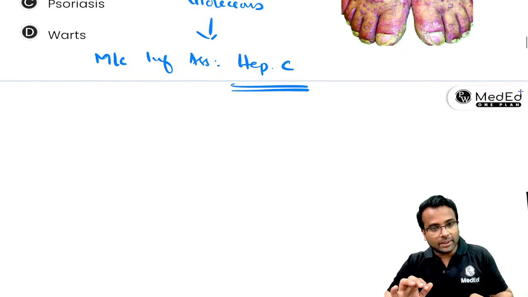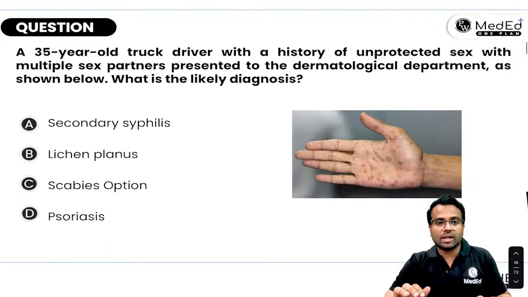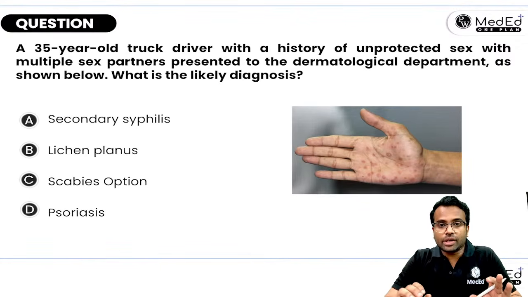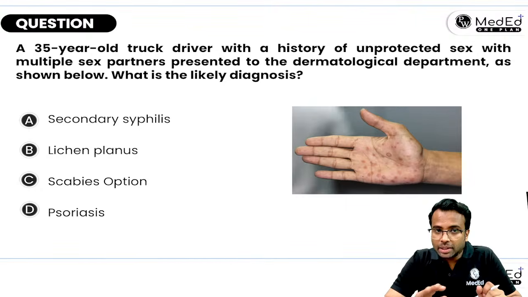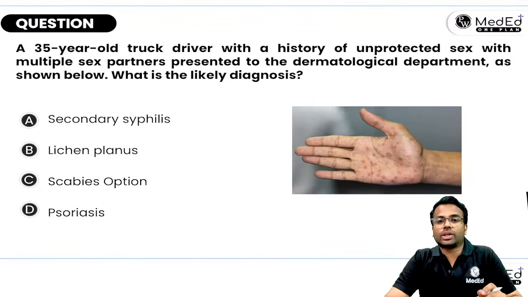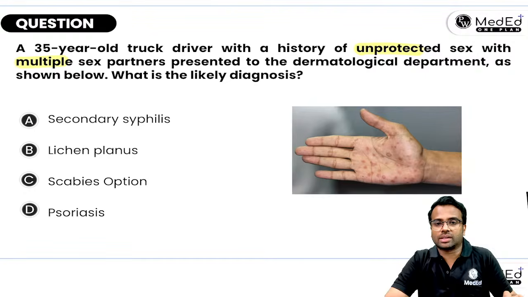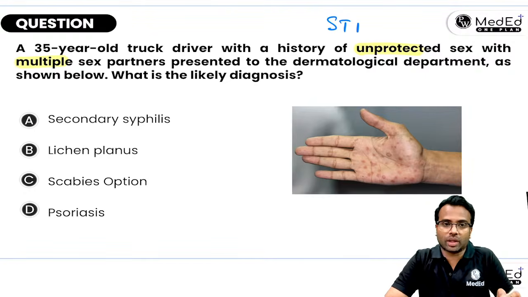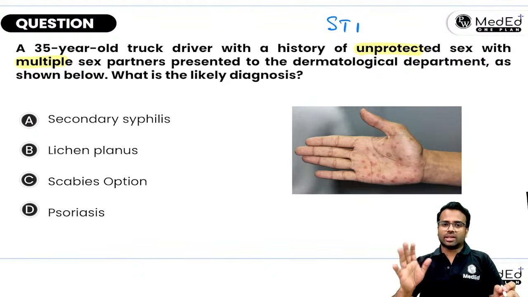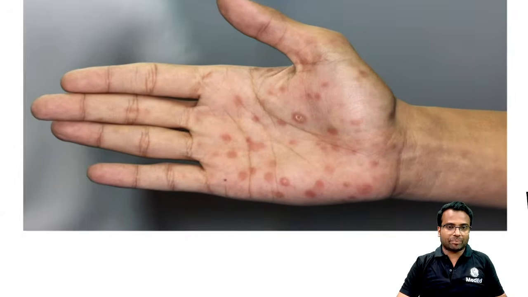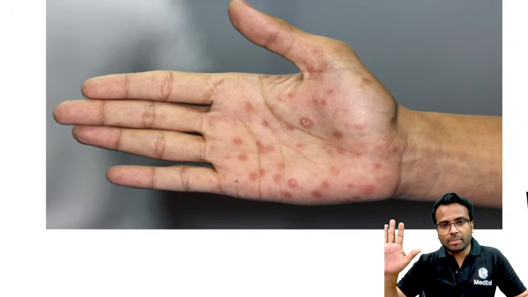So now moving further, the next question says, a 35-year-old truck driver with a history of unprotected sex with multiple sex partners presents to the dermatology department. Now, when you see all these key points like unprotected sex, multiple partners, we are anyways talking about a sexually transmitted infection, right? And the question says it's a truck driver as well. Now, what is being shown is not the genitalia. Instead, you can see the palms of the patient.